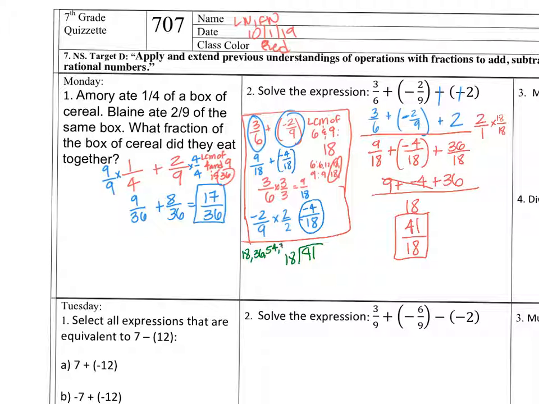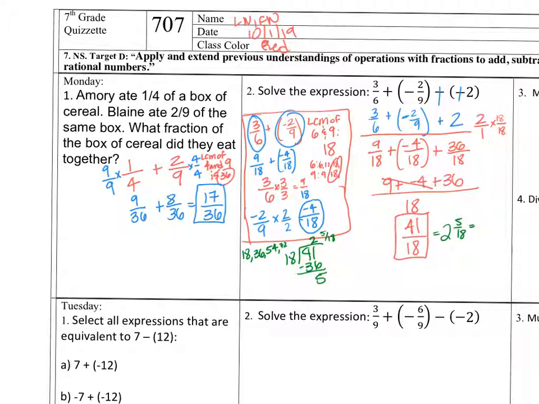And 72, just so that I have the multiples. All right, so 18 goes into 41 2 times. 2 times 18 is 36. 41 minus 36 is 5. So we have 2 5/18. So 41 over 18 is equivalent to 2 5/18.